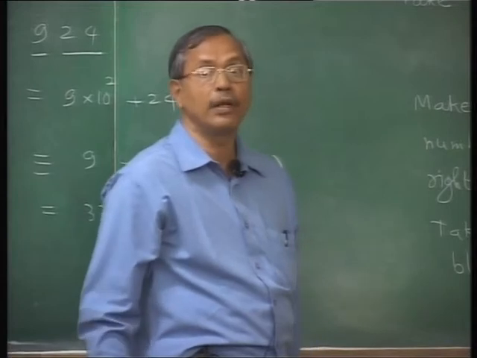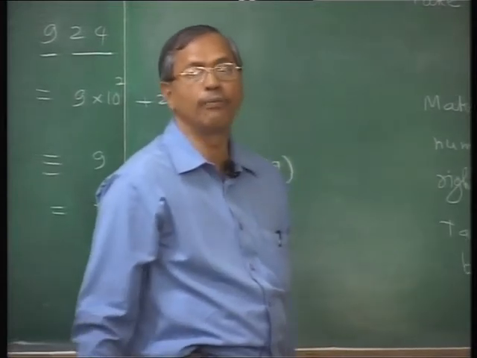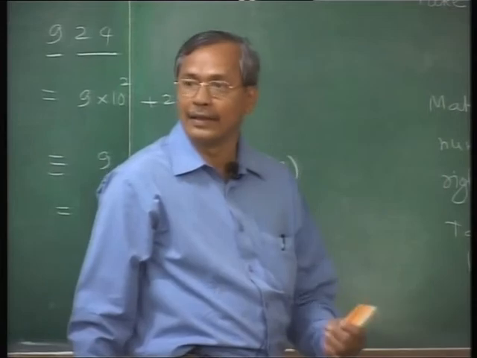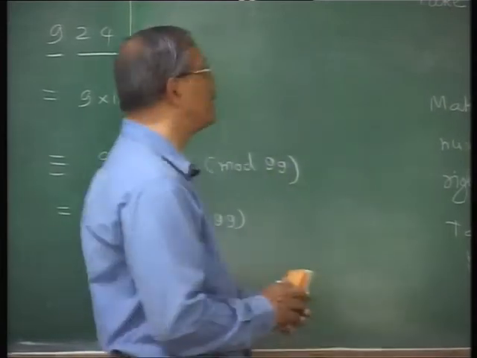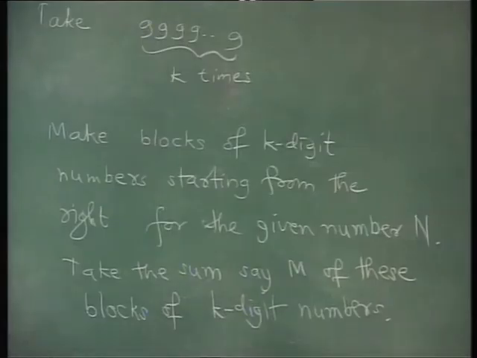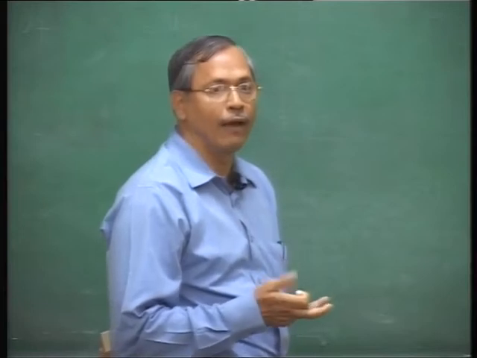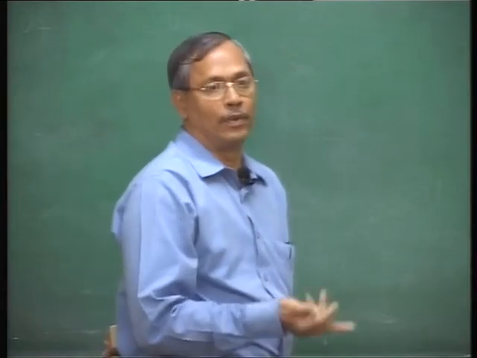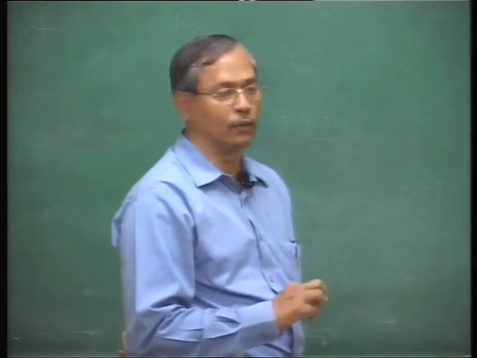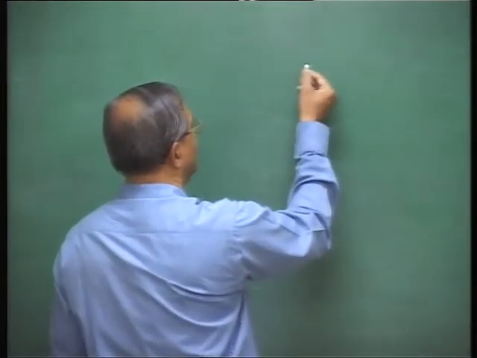And the same is true for any factor of the number 999999. So you can get many tests like this which can be used for factors of numbers of the type 10 raised to k minus 1 or 10 raised to k plus 1. For 10 raised to k plus 1, you should have blocks of k digit numbers and take the alternate sum, plus minus like that.